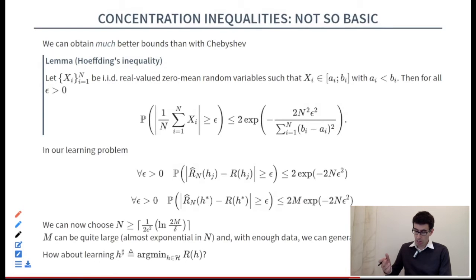Now, as Said was asking just a few minutes ago, how about learning H sharp, right? What we care about is not just generalizing. We'd very much like to generalize well by saying that, well, maybe it's true that H star generalizes, but we would also like H star to behave almost as well in terms of risk as H sharp, the model that minimizes the true risk.